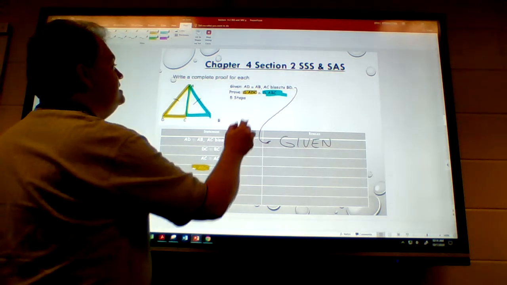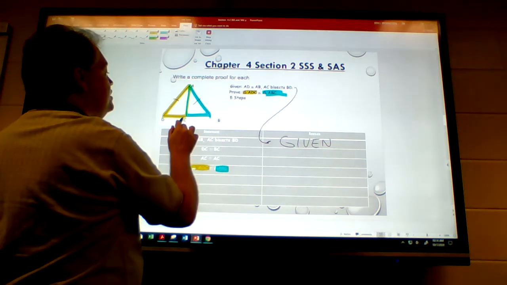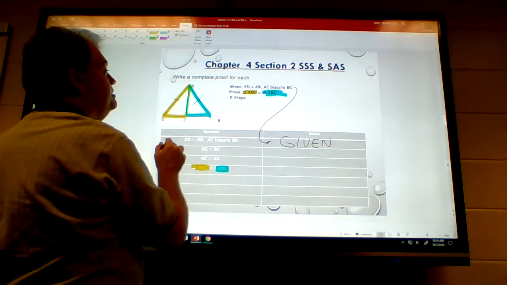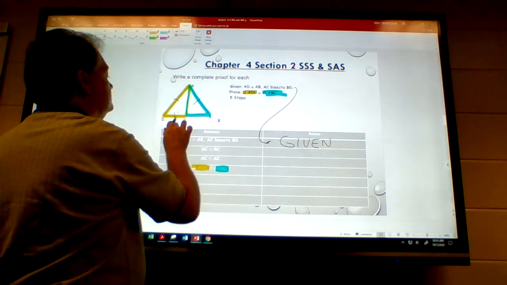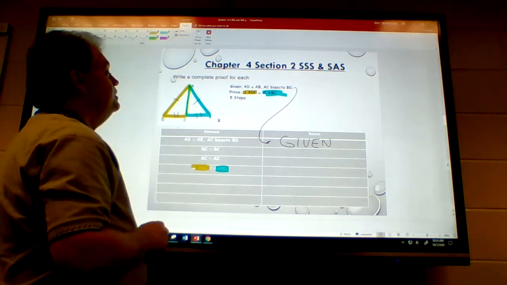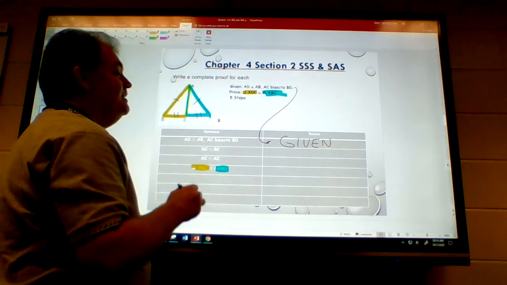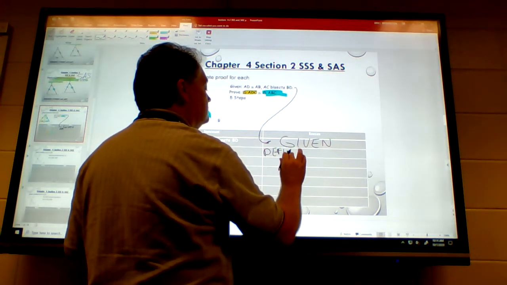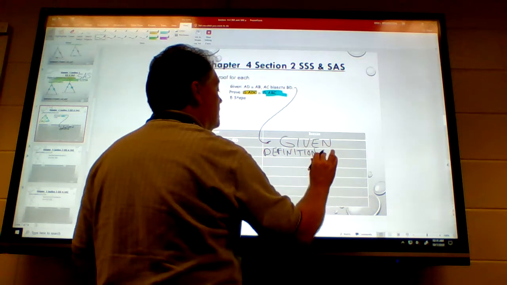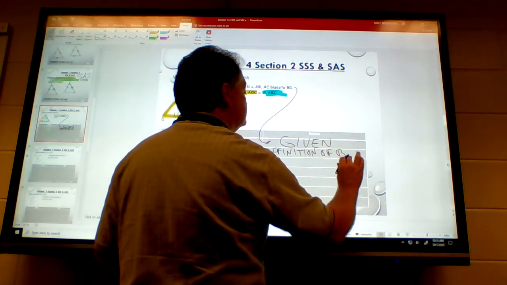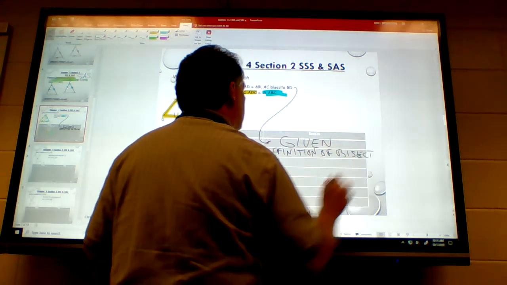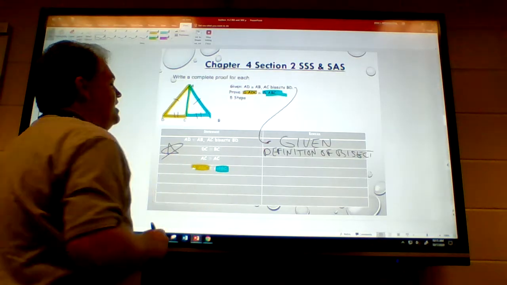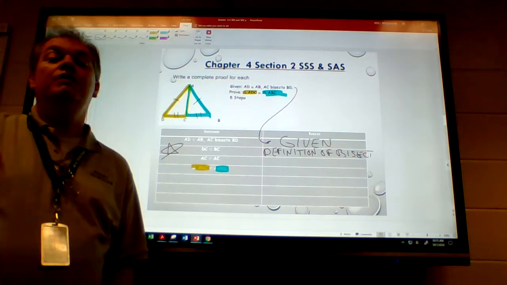Now it says that AC, this segment right here that's in green, bisects segment BD. It splits it into two congruent segments. That is called the definition of bisect. I don't know if we've covered that in this class, but I want you to know that.